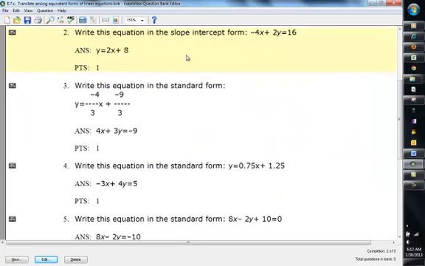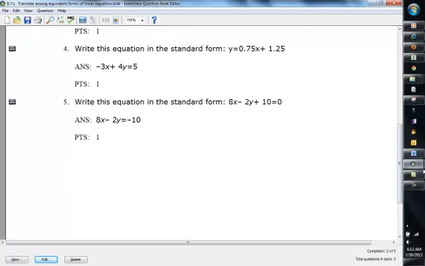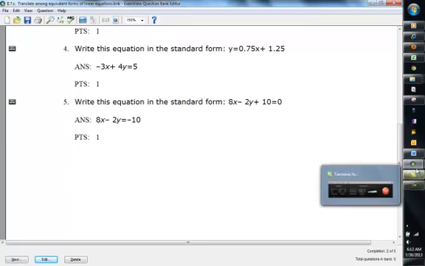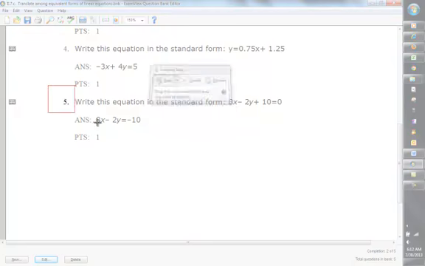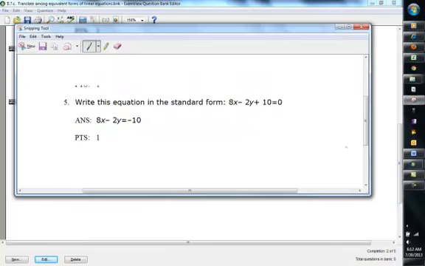Next, let's write this one in the standard form. Standard form, of course, means that both letters are on the same side, so the only thing we have to do is to get the negative 10 to the other side, and we have 8x minus 2y equals negative 10. So that is the standard form. This is 2.7.c.